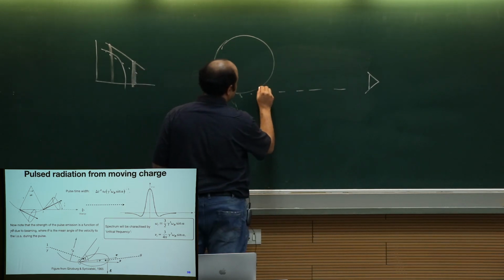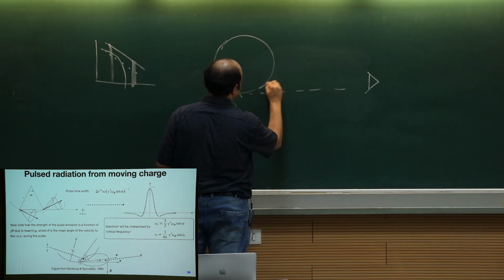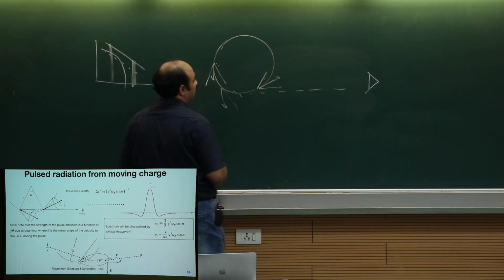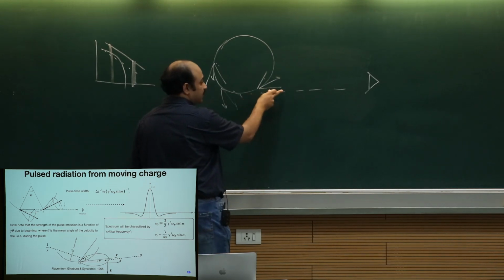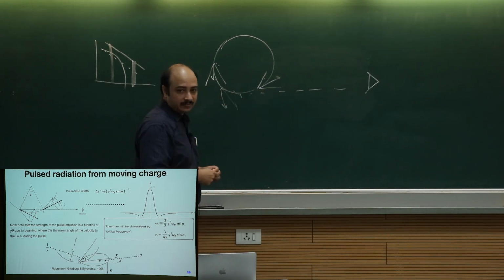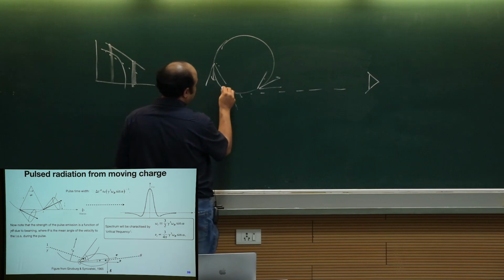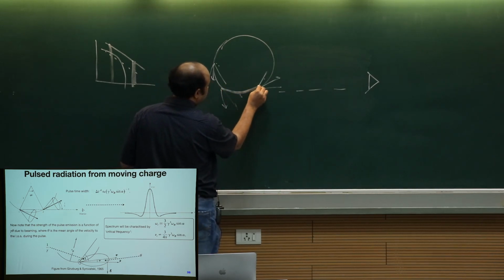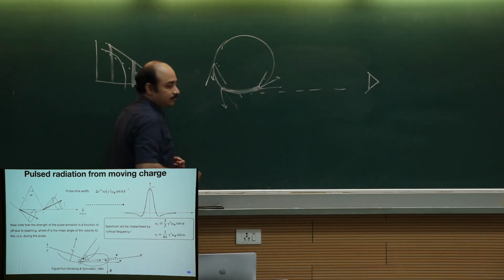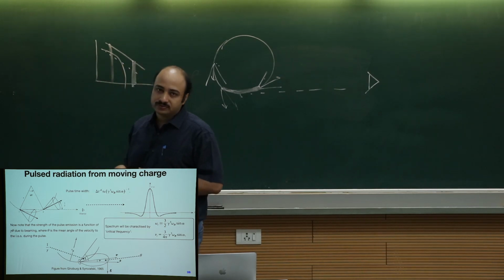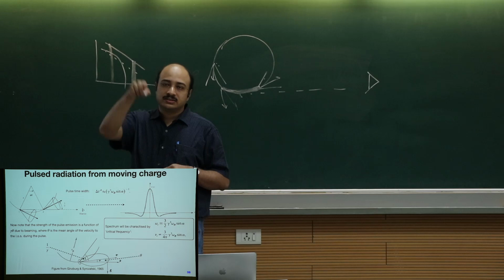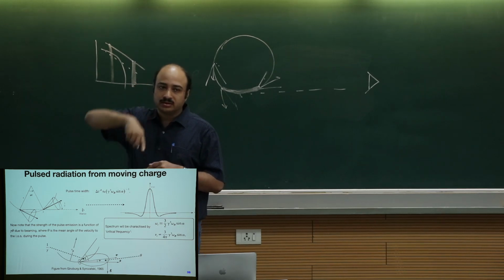And as soon as the charge leaves this cone, this charge's cone of emission, this cone is 1 by gamma, as soon as it leaves the observer's line of sight, the observer doesn't see it. So the observer sees any emission from the charge only for a small duration of its gyration period. So essentially what the observer sees is a pulse of emission. If you just keep looking, the charge comes, you see a pulse and then it goes away, and then a pulse and then goes away.